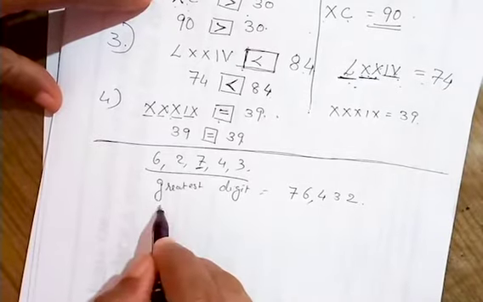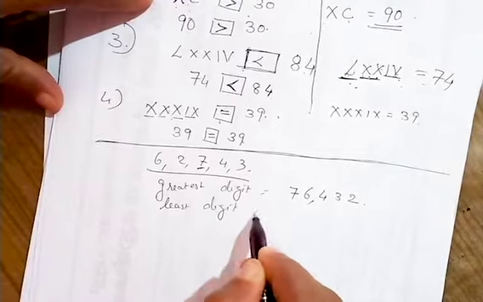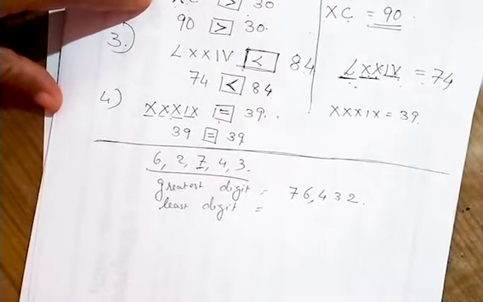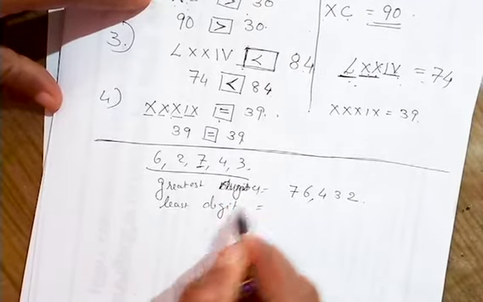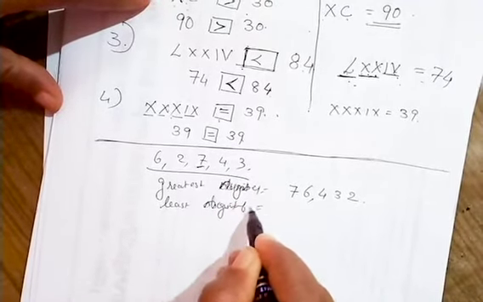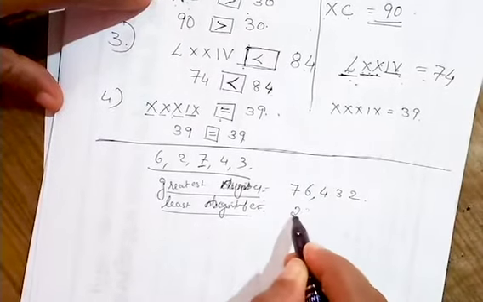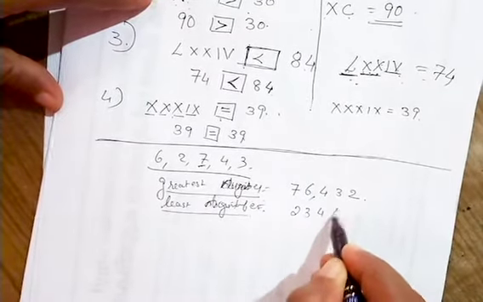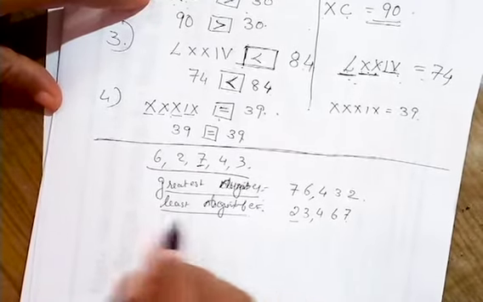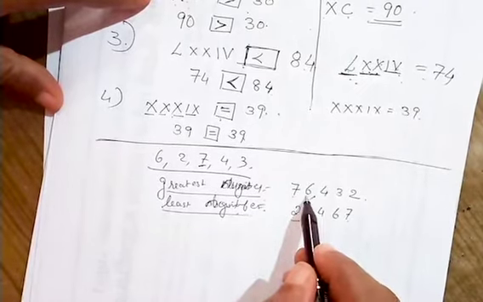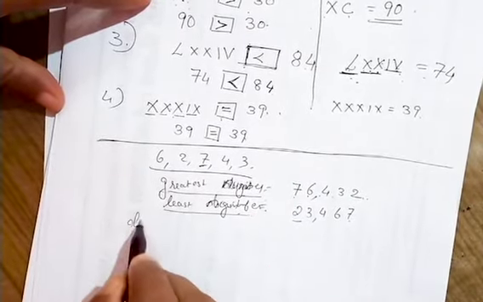And the least digit, digit not number, this is also number. Sorry, greatest number and least number. Least number means 2, 3, 4, 6, 7. That is 23,467 is the least number and 76,432 is the greatest number. Find the difference between these two.